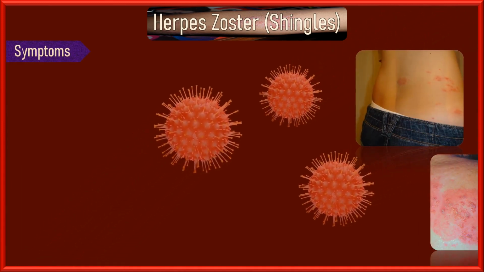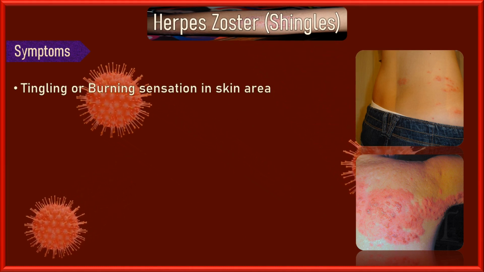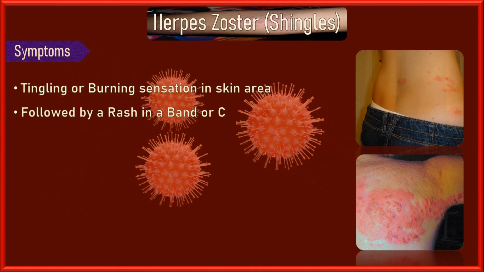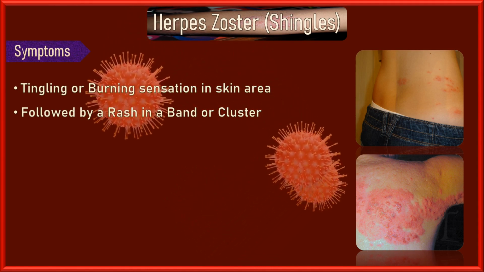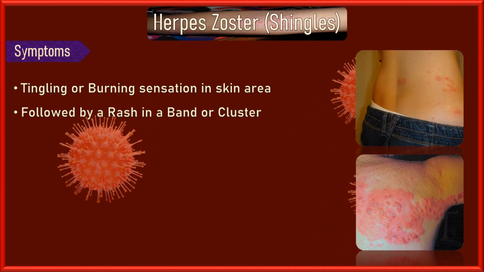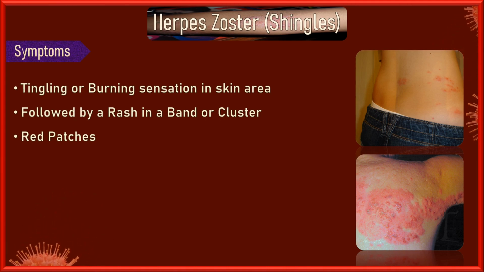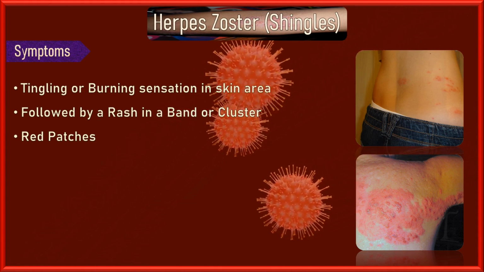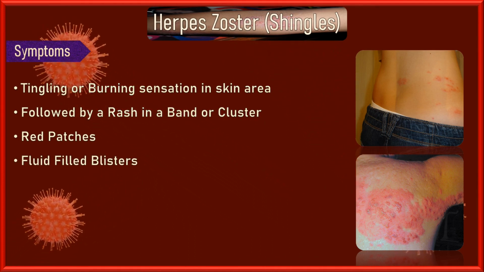Symptoms of herpes zoster. The first symptom of herpes zoster is usually a tingling or burning sensation in a specific area of the skin. This is often followed by the appearance of a rash, which typically occurs in a band or a cluster on one side of the body. The rash can be extremely painful and is characterized by the following features. Number 1. Red patches. Small red patches of skin appear, usually on the trunk, but they can also occur on the face, limbs, or genital area.